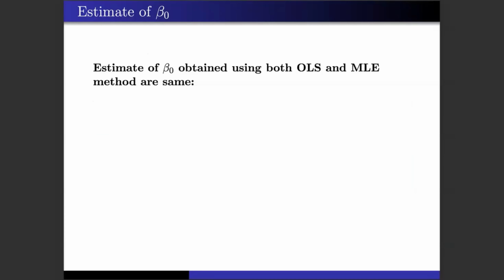And now let's compare the estimate of beta naught we have obtained using both OLS and MLE method. It turns out that when we use OLS method, an estimate of beta naught denoted by beta naught hat equals y bar minus beta 1 hat x bar. And even using MLE method, we get the same estimate. So the estimate of beta naught obtained using both OLS and MLE method are the same.